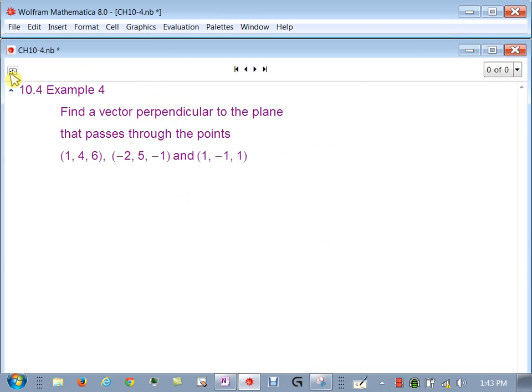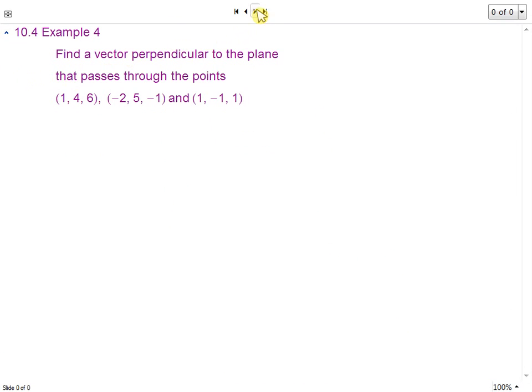All right, so we found a vector that was perpendicular. Notice in the instructions I said find a vector. I didn't say find the vector. A meaning there could be more than one, as we saw, but they were all scalar multiples.